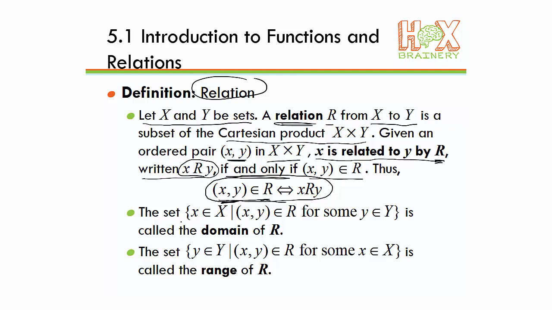So the ordered pair (x, y) is an element in the relation if and only if x is related to y. And then the set of all elements x in set X such that the ordered pair (x, y) is an element of R for some y in set Y is called the domain of R, the domain of that relation. And then the set of all elements in set Y such that the ordered pair (x, y) is an element of that relation R for some x in set X is called the range of that relation.